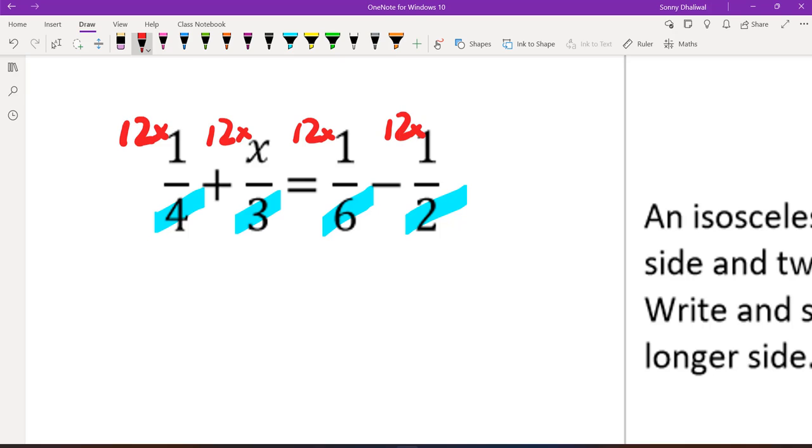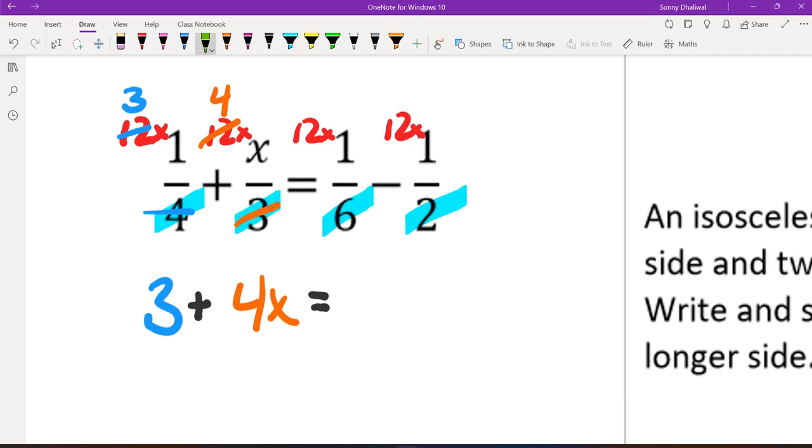Okay? So now we go 4 goes into 12. How many times? 3. We cross off and write down a 3. And then we do the calculation. 3 times 1, 3. And then we have a plus sign. All right. And then we do the next simplifying. 3 goes into 12. How many times? 4 times. We're left with a 4 times x, which is just a 4x equals.